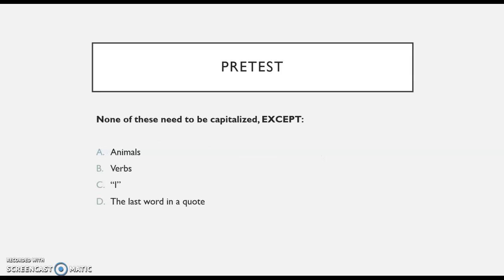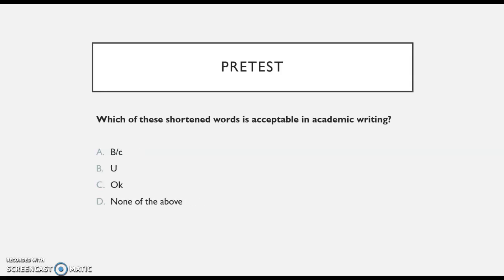All right, for this pretest question, none of these need to be capitalized except... you are correct. So C is the correct answer here. I is the only one of these that should be capitalized. Animals, verbs, and the last word in a quote do not need to be capitalized.